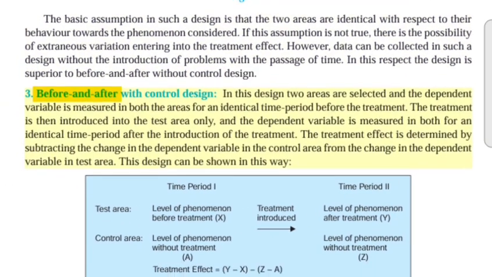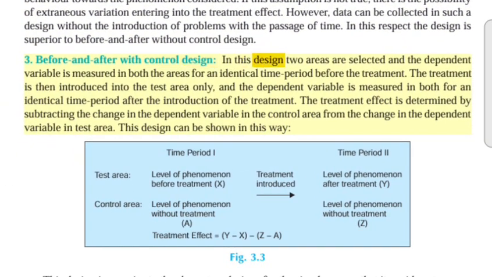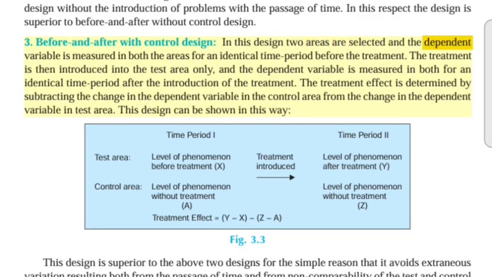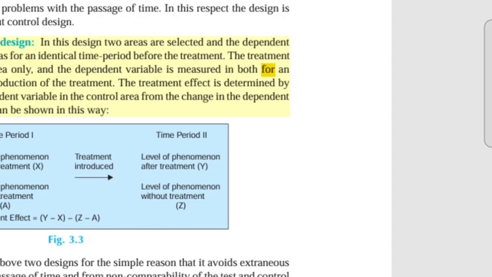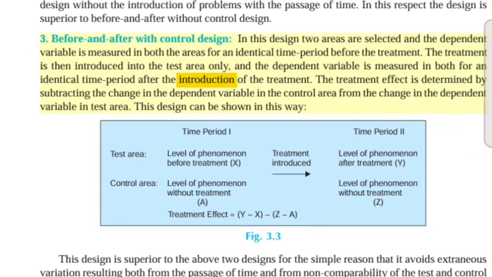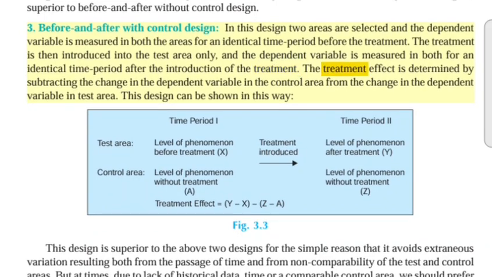3. Before and after with control design. In this design two areas are selected and the dependent variable is measured in both the areas for an identical time period before the treatment. The treatment is then introduced into the test area only, and the dependent variable is measured in both for an identical time period after the introduction of the treatment. The treatment effect is determined by subtracting the change in the dependent variable in the control area from the change in the dependent variable in the test area.